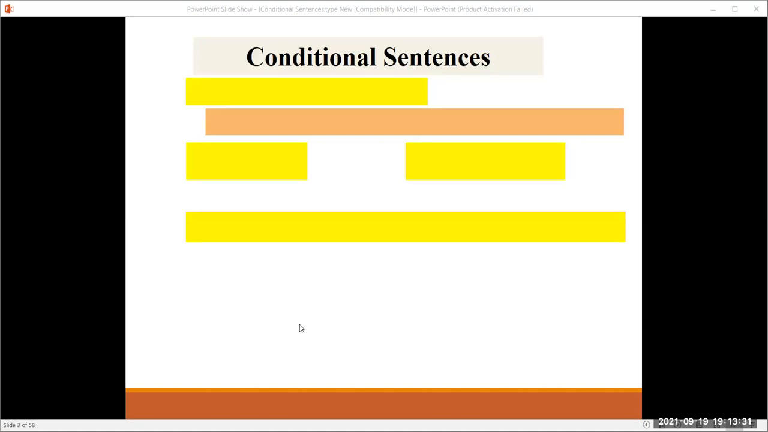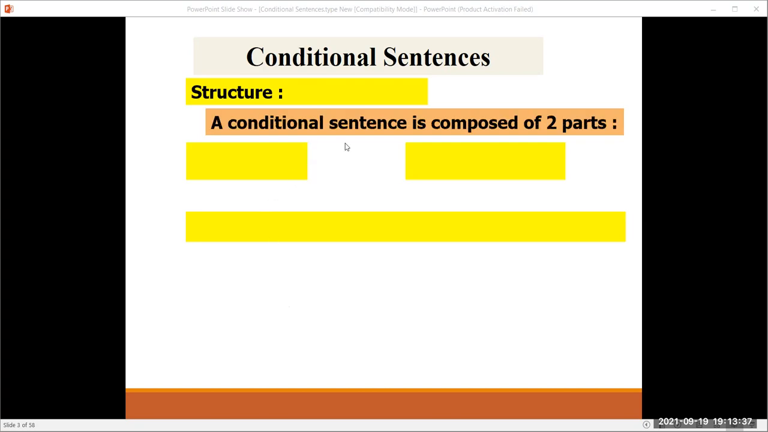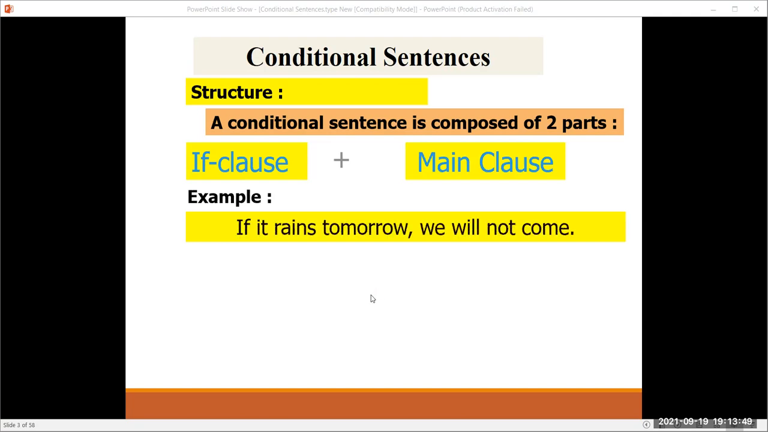Let's see more about conditional sentences. The structure of a conditional sentence. A conditional sentence is composed of two parts. One is the if clause, the other is the main clause. Example: if it rains tomorrow, we will not come.